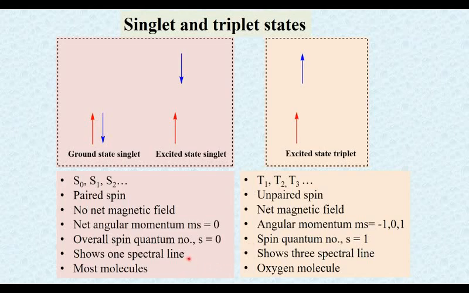More importantly, singlet shows one spectral line, that is why it is called singlet. And triplet shows 3 spectral lines, that's why it is called triplet. Most molecules have electrons in their singlet states. There are few exceptions, and the oxygen molecule is one of those exceptions, as it has electrons in its triplet state.